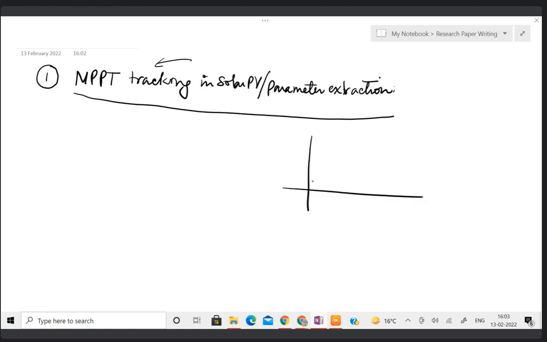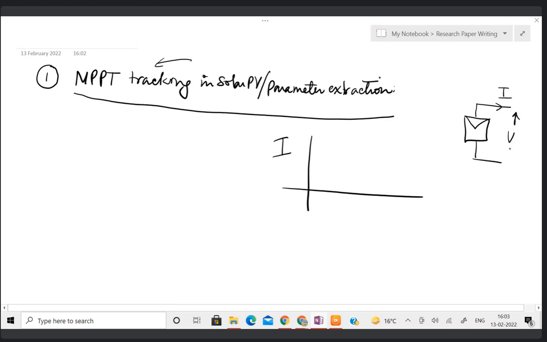I had told you that in a solar PV system, we need to extract power from it. But the problem is that the IV characteristic of a PV cell is not linear. It is non-linear like this. And if you multiply I and V and try to plot the P versus V curve, it looks somewhat like this. Okay. So there is only one unique point in the IV characteristic where the power is maximum.